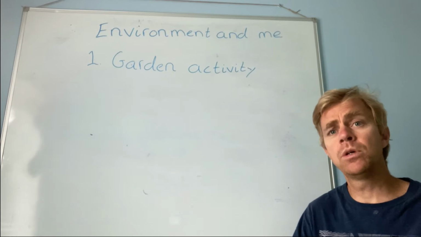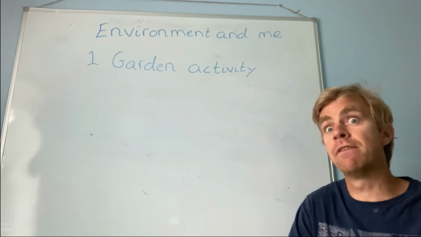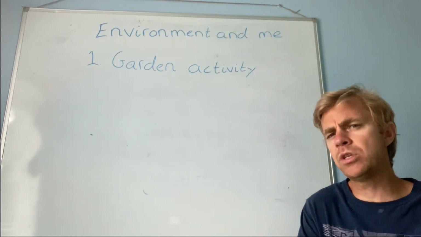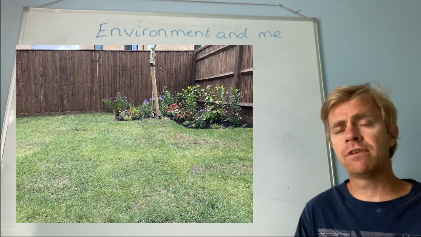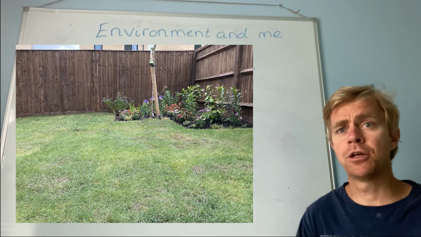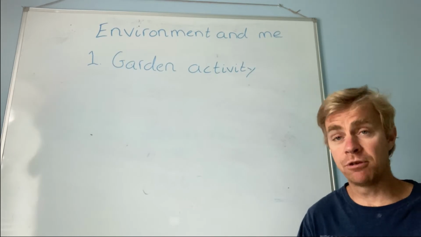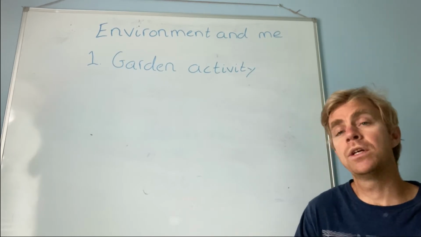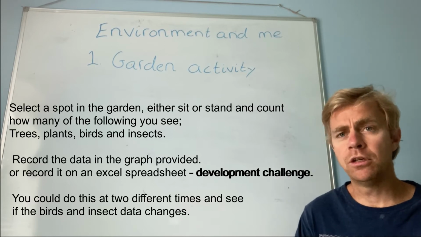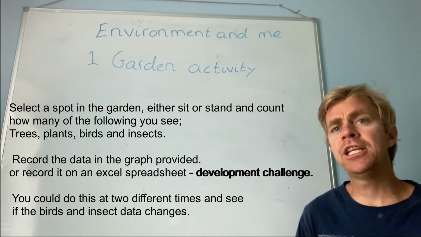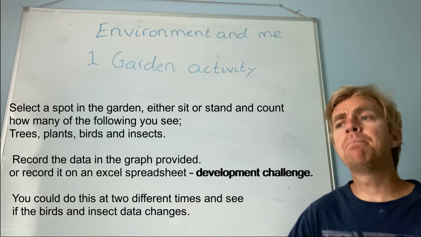I want you to go into your garden. Now, if you're lucky enough to have a very big garden, then I want you to choose an area. If, like me, you have a very small garden, as my photo shows now, that spot will do quite nicely. And what I want you to do is to either grab a chair so you can count everything, or stand. And what I then want you to do is to count how many trees you have in your garden. How many plants have you got?